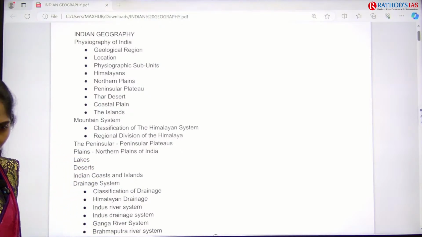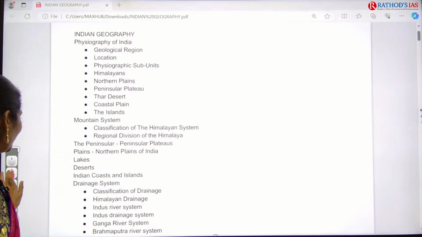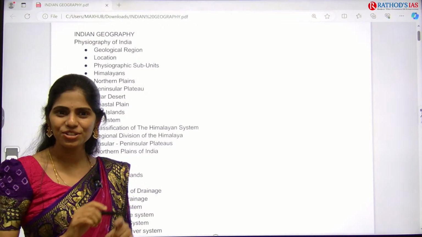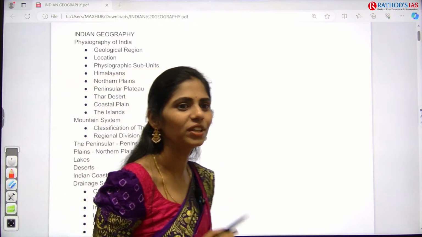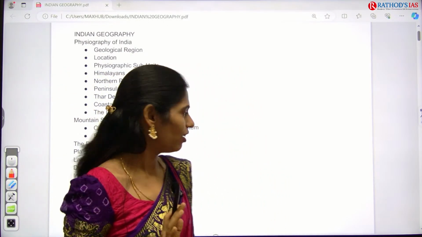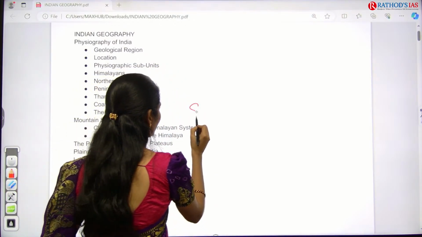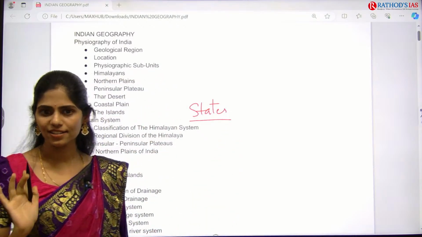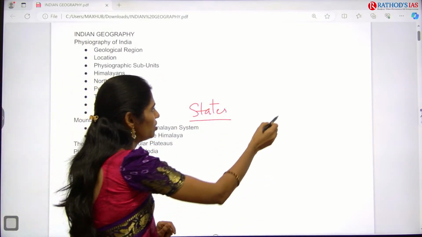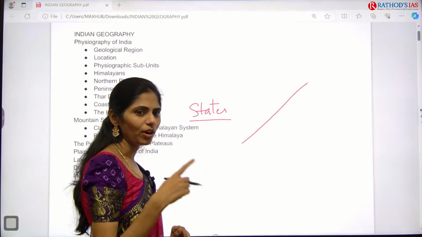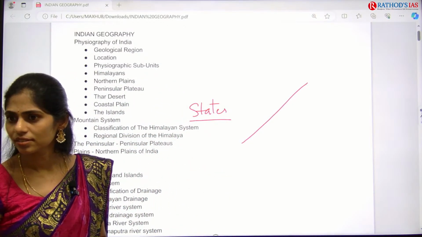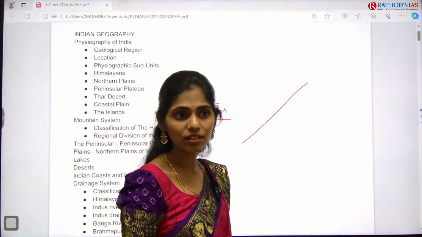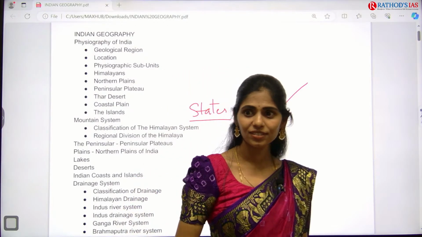Clear? And next, you have to see states and union territories. How many states are there? How many union territories are there? And whenever you are reading about these states, I strictly want you to use an atlas. Okay? Here India is sharing boundary with how many countries? Yeah, which are those? Pakistan.